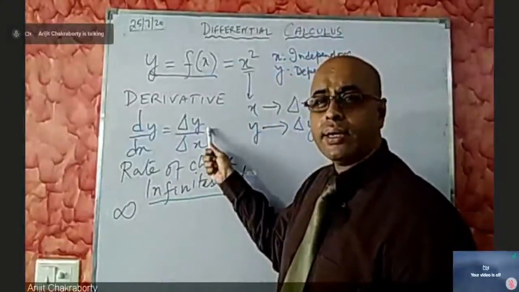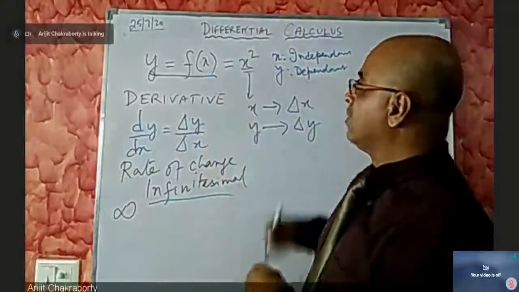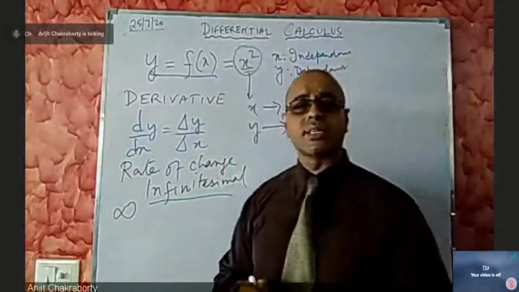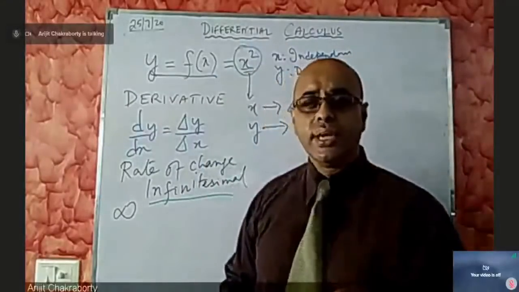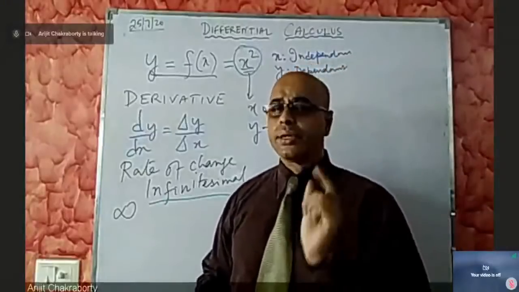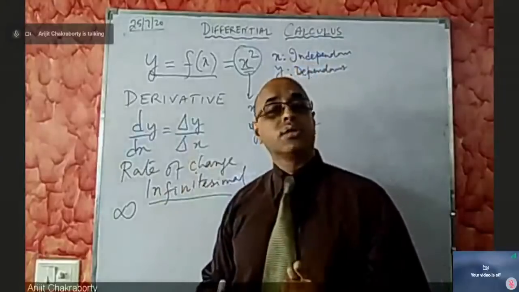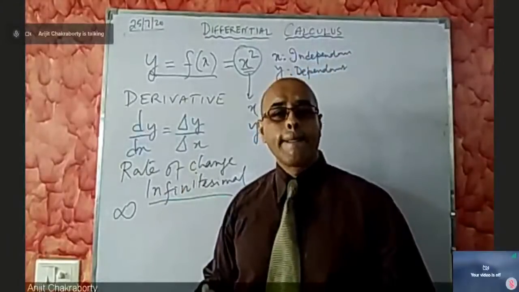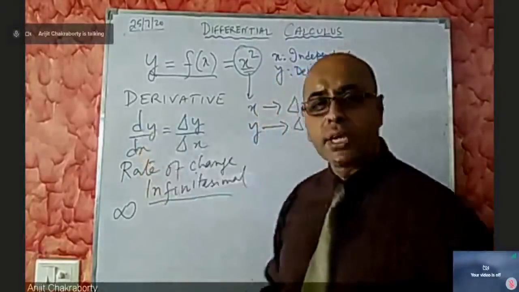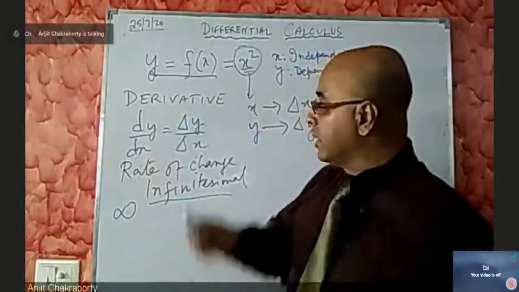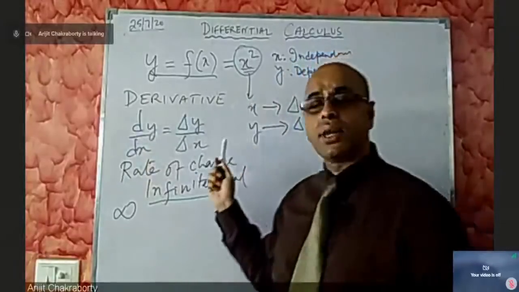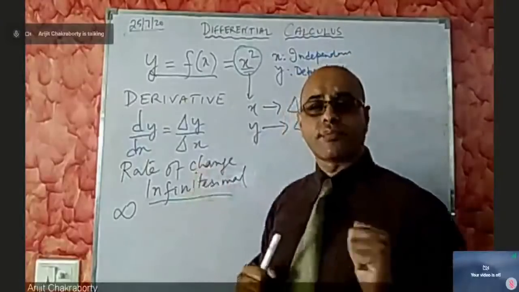y. So if x changes, the value is x square, the function is x square. If x changes by a small amount, definitely there will be a change also in y. Now it will also be very small. So derivative measures the rate of change in y as a result of the rate of change in x.